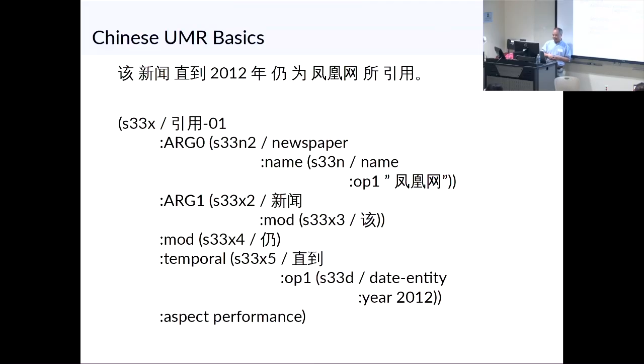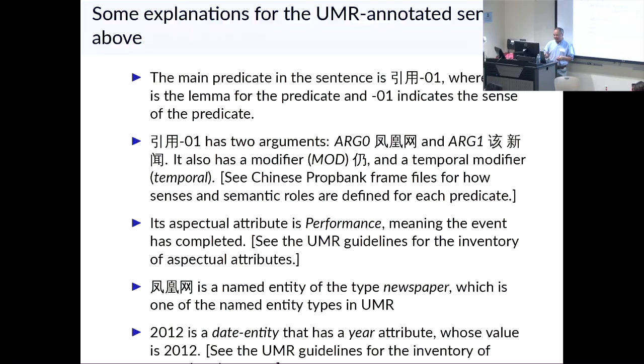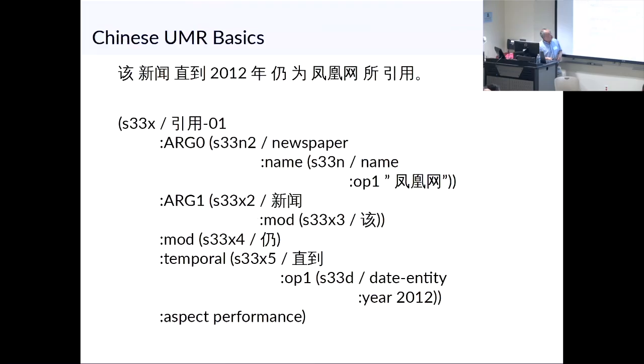Is there enough English for you to understand what this means? I'm going to try to explain this. Here's an explanation for each one of them, but let's just go through it impressionistically. This is what it looks like in Chinese. If you don't know Chinese, that's fine. This is very basic, not very different from the ones you have seen for English. This whole sentence has a main predicate.